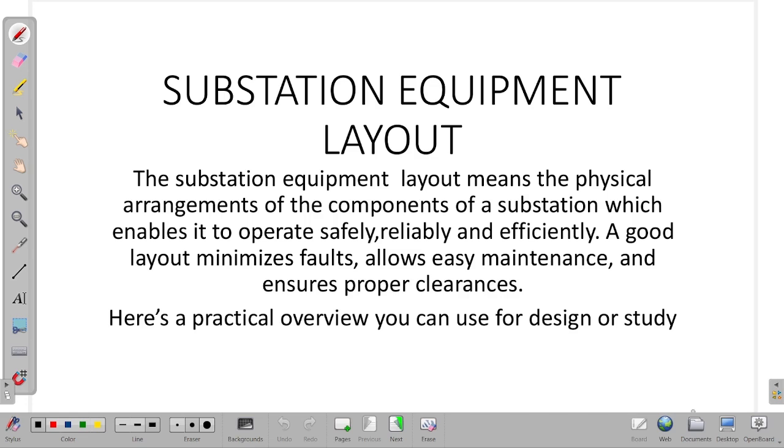Today we'll discuss the substation equipment layout. The substation equipment layout, what does it mean? It means the physical arrangement of the components of the substation, which enables it to operate safely, reliably and efficiently. A good layout minimizes faults, allows easy maintenance and ensures proper clearances.